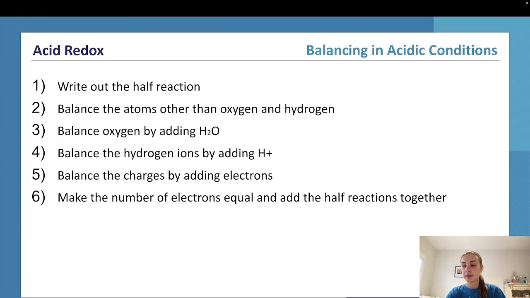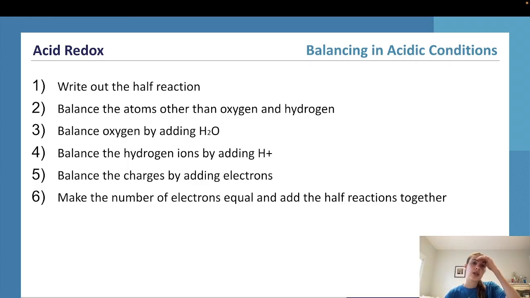So now we need to look at how we balance in acidic conditions. Balancing in acidic conditions is the main condition type which you need to understand. For this, you'll see some places have how to balance in basic conditions, but for the sake of this syllabus and for Unit 3 and 4, you only need to know how to balance in the acidic conditions, not the basic conditions.